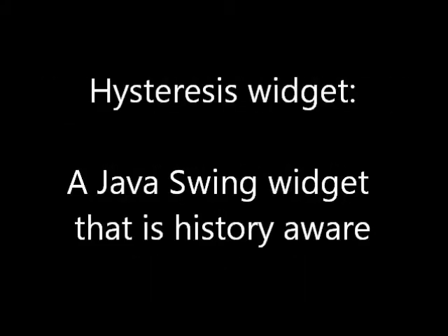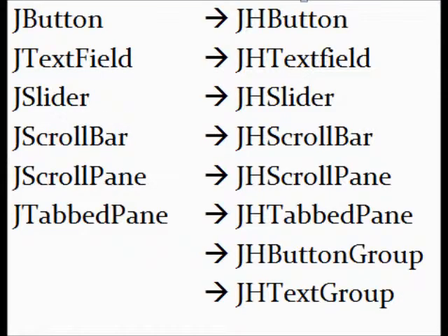The Hysteresis widget is a Java Swing widget that is history aware. We have built a library of 8 hysteresis widgets listed here. Each widget is inherited from the Java Swing widget to the left. The constructors and methods of these widgets are the same. All you have to do is add the age. This makes it easy for developers to use.